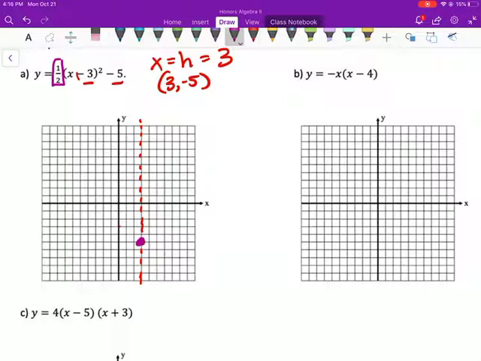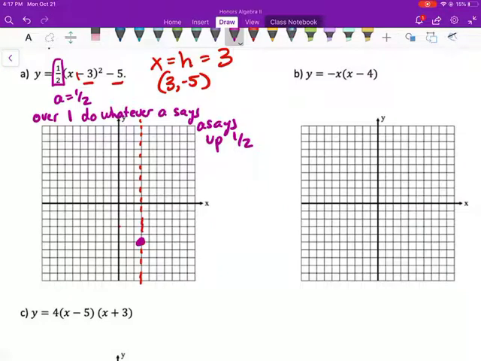So it's going to be 1/2, so it's going to be wider. So I'm going to go over 1. So you always go over 1 no matter what it says. So a is 1/2. You go over 1, and over means left or right, doesn't matter. And in this case, we're going to do whatever a says. And in this case, a says go up 1/2. So I'm going to go over 1, up 1/2.